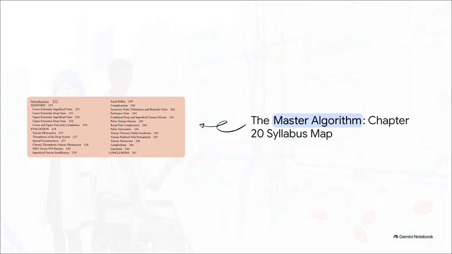To get there, you've got to build a mental roadmap, like this master algorithm from Chapter 20. You really shouldn't just be memorizing a random list of topics. You need to construct a diagnostic flowchart in your head. Everything is totally interconnected, from the foundational anatomy all the way to those complex evaluations of obstruction, insufficiency, and lymphatic disease. If you can visualize this syllabus map during your exam, you'll be able to instantly pull up the exact clinical pathways you need for literally any scenario they throw at you.